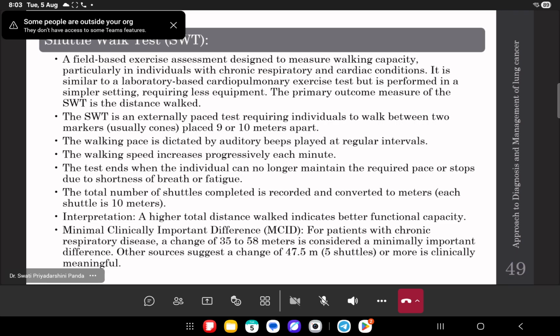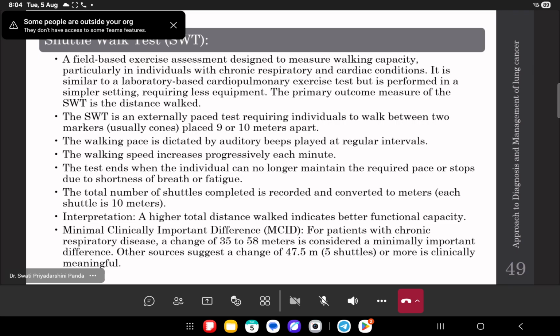It is an externally paced test requiring the individual to walk between two markers placed 9 or 10 meters apart. The walking pace is dictated by auditory beeps played at regular intervals. The walking speed increases progressively each minute. The test ends when the individual can no longer maintain the required pace or stops due to shortness of breath or fatigue. The total number of shuttles completed is recorded and converted to meters.